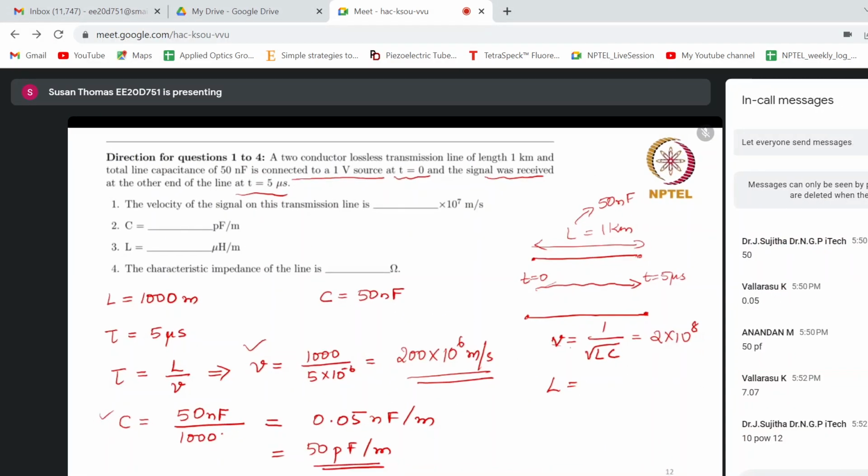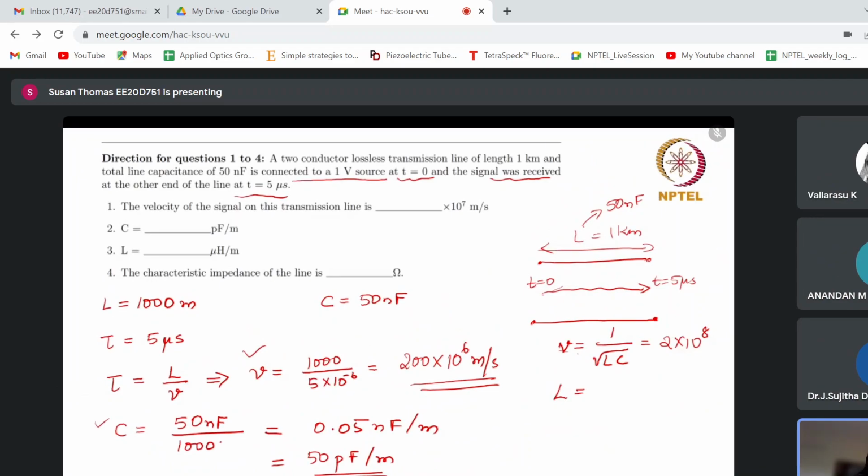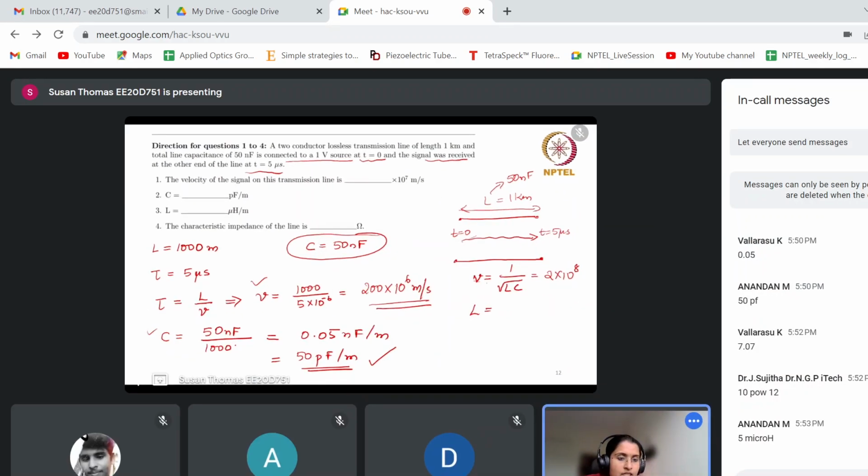Can you try once again? I think somewhere some mistake has happened. Maybe it's with the units. Maybe it's just a simple mistake. You can try once again. So please do remember, don't take this 50 nanofarad. You have to take this. Okay, some answer has come. I think it is close to 0.5. I think you missed mentioning a decimal. So the answer is 0.5 microhenry per meter.